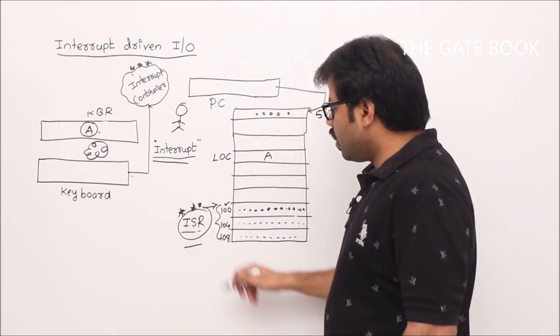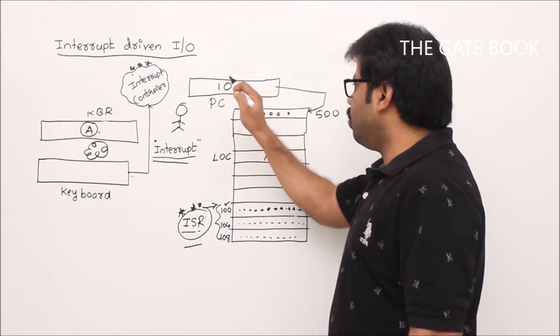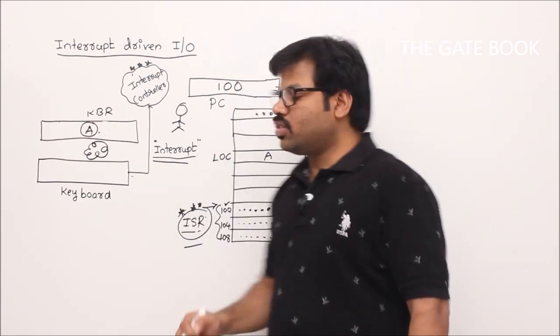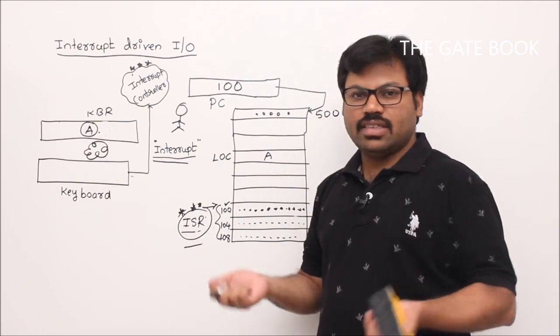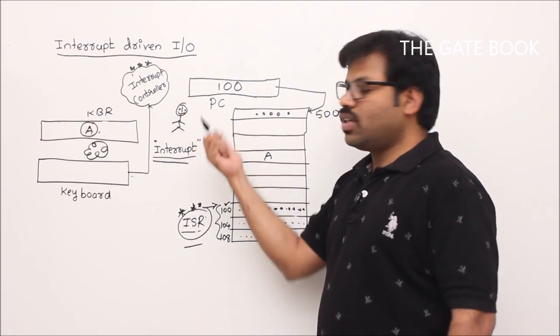First important work, the starting address of the interrupt service routine will be loaded. That is one very important step. So that is what really happens, that is done. Now your processor is just blind, it doesn't know anything.